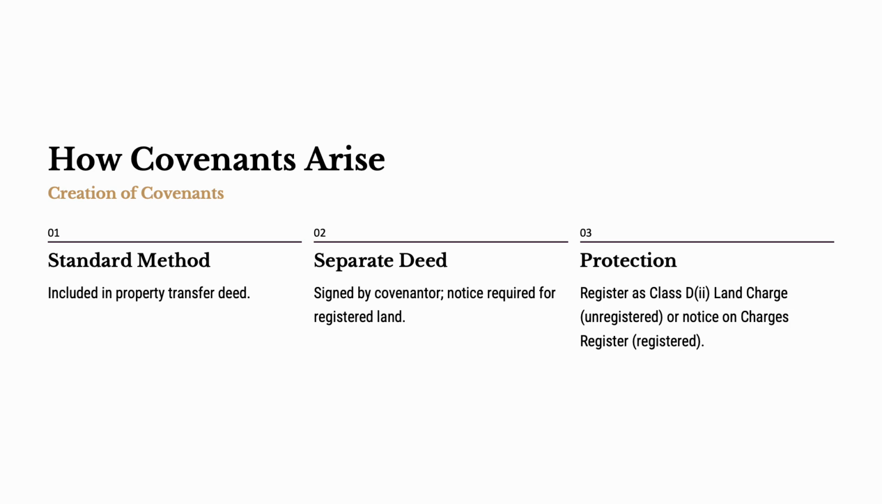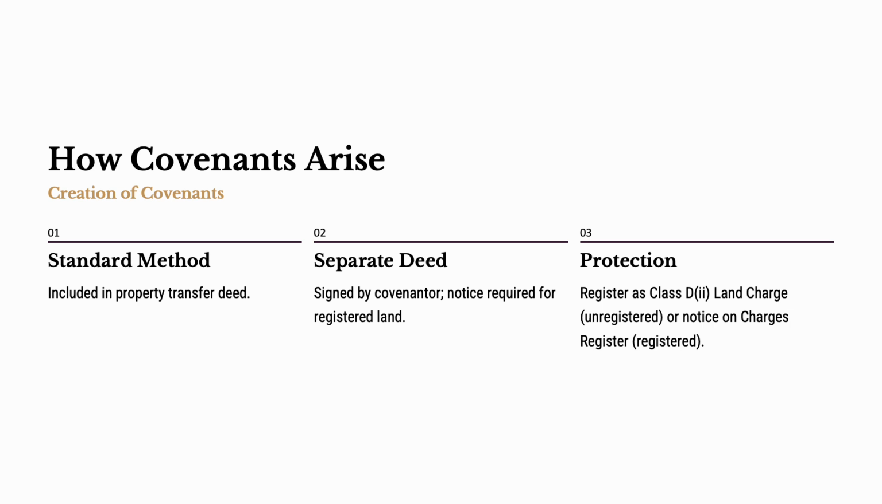For registered land, protection is critical. The covenant should be registered as a notice in the charges register of the servient land. In the servient land, that's what we need to keep in mind. This ensures the covenant appears on searches and binds subsequent purchasers. Once they are purchasing land, of course, they will run searches and they will find it.